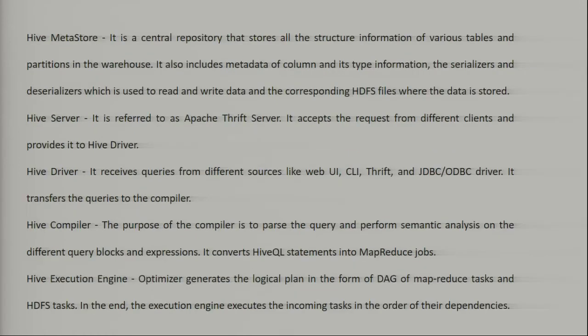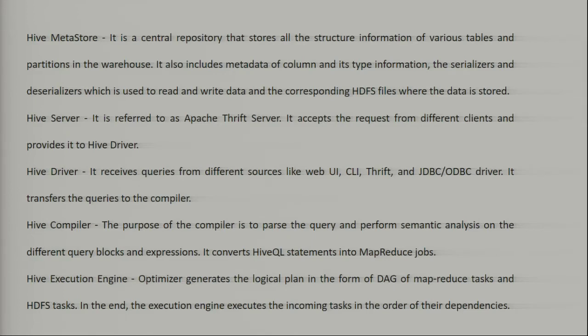Next, we have the Hive Metastore. That is the point you need to note. What happens here is that you store all the information related to the structure of the various tables and partitions in the data warehouse.